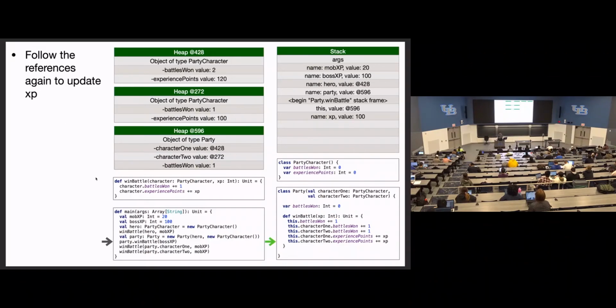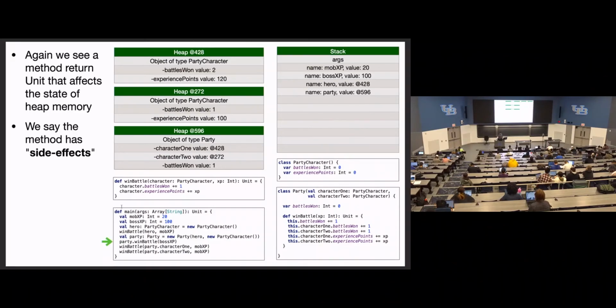So follow the references. Every time you see a dot, you're following a reference. You're taking a reference and going to its object on the heap. So again, the stack frame's gone, but we called that method for its side effects. It returned unit, and the stack frame's gone, but it had side effects because it changed the state of memory of the program. Therefore, it's going to change the behavior of the program because it made those changes on the heap.